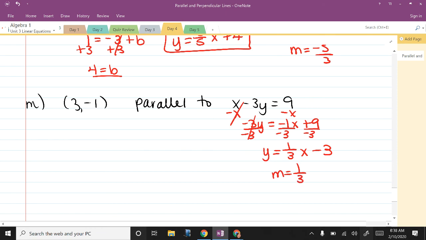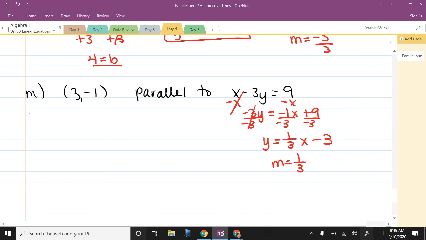And we want to be parallel to that line. So what does our slope need to be? Our slope is also going to be 1/3. Parallel means keep it the same. Okay? Everybody good there? Now what do we need to do? Put it in y equals mx plus b to get our b.